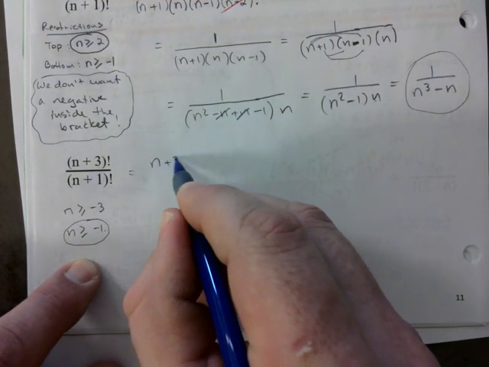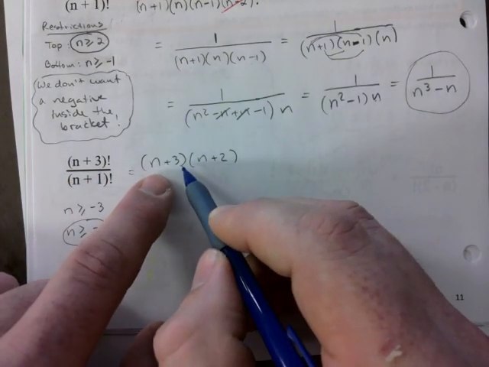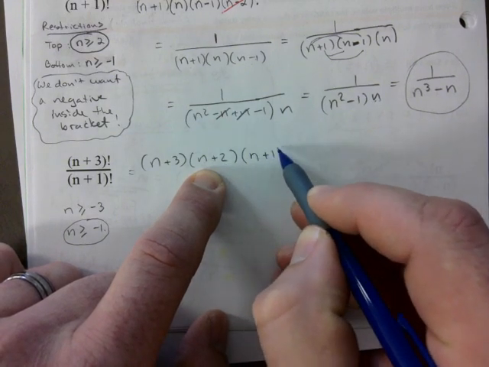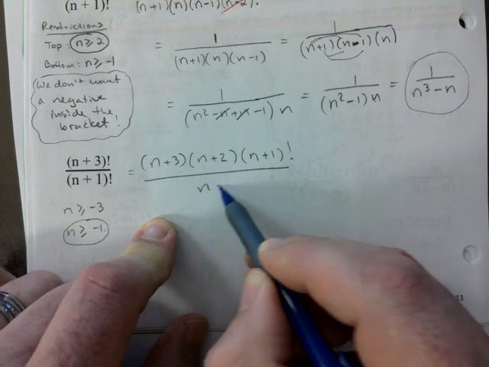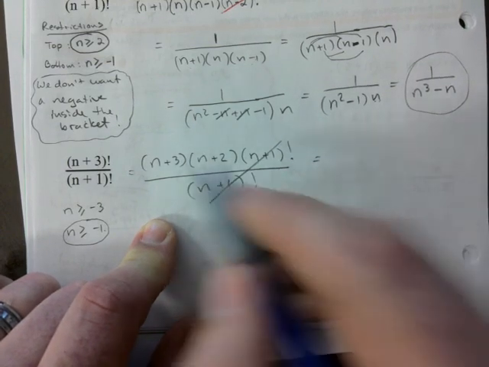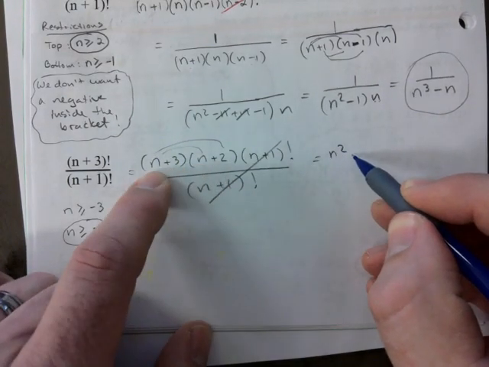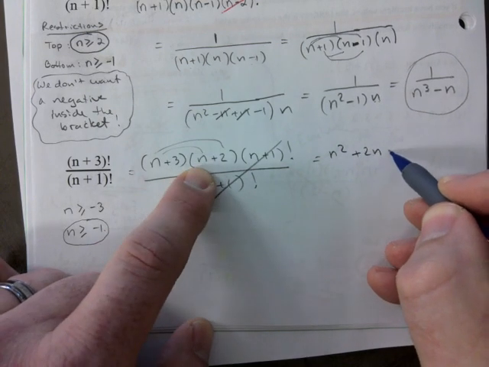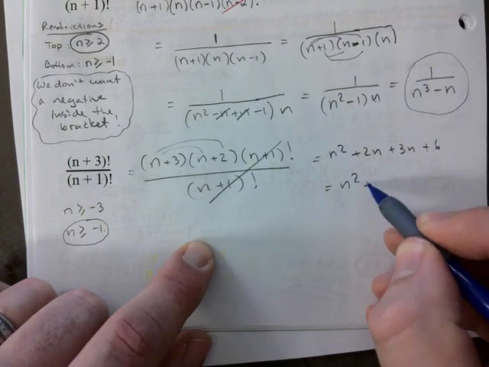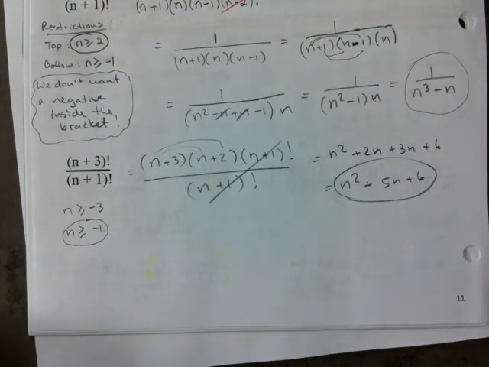So this would be n plus 3 times n plus 2. Because remember, it's getting down by 1 every time. The next one would be n plus 1. I stop there because I have an n plus 1 factorial at the bottom. Cancel that out like that. FOIL it, right? So that'd be n times n is n squared plus 2n plus 3n plus 6. And so it's n squared plus 5n plus 6, and then we're done. Okay?